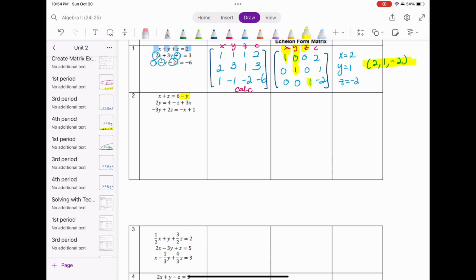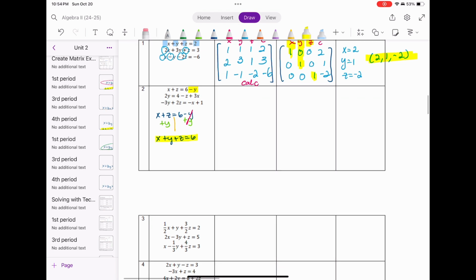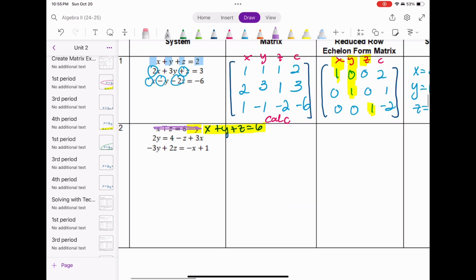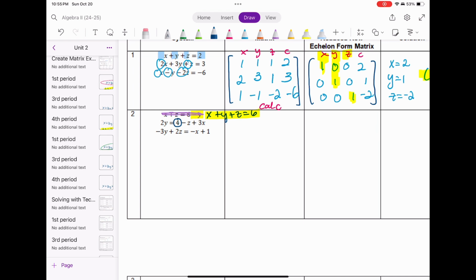For number 2, I'm rewriting the equations so that we get the variables on one side and the constant on the other side. So for the first one, I'm moving my y to the left by doing the opposite, which is adding. So I'm rewriting, putting it in order x, y, z, and then the constant. I'm moving my equation right next to my old equation and just scratching it off so that I don't accidentally use the old one.